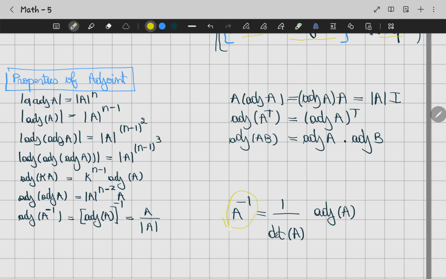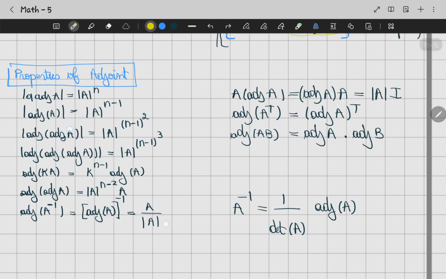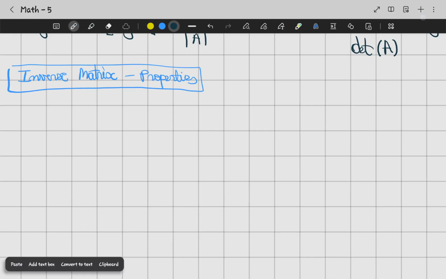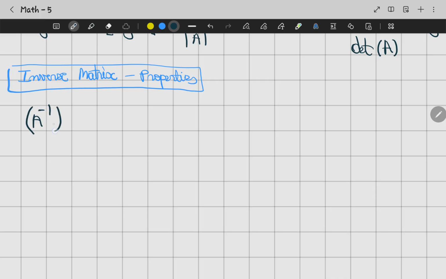Now let's see, this is like an inverse matrix. Let's see some properties for the inverse matrix. Okay, so we got this formula: the inverse of an inverse matrix equals that matrix. As we have seen, the inverse of a transpose matrix equals the inverse of that matrix, transposed.